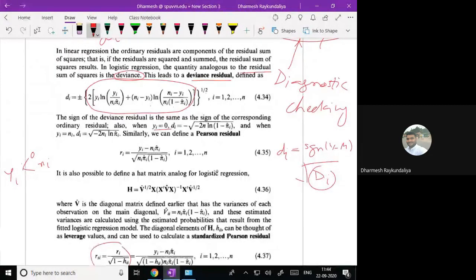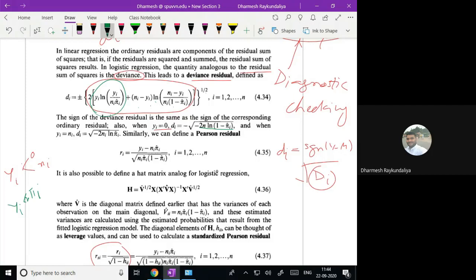So if I take y equal to 0, this part will vanish. So this contribution is ni into ln, ni cancels out, and 1 upon 1 minus pi i. That sign, if you take it outside, becomes minus: minus the square root of twice ln 1 minus pi i. Why is the sign minus? Because yi is less than pi i, since you have considered y equal to 0. So that sign is minus.